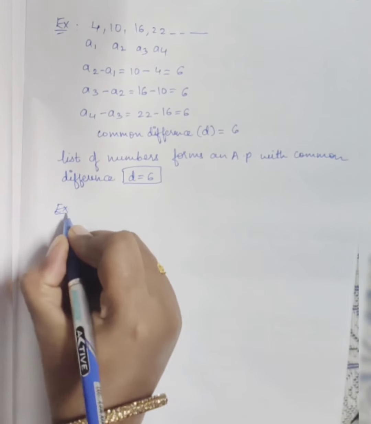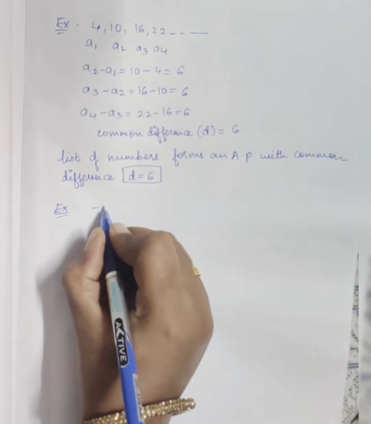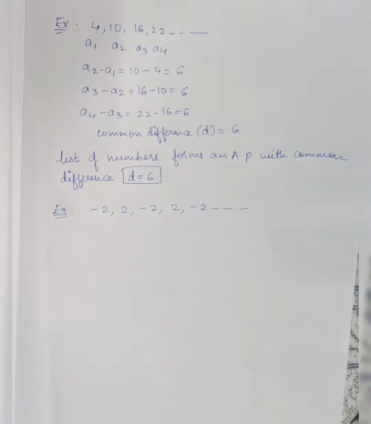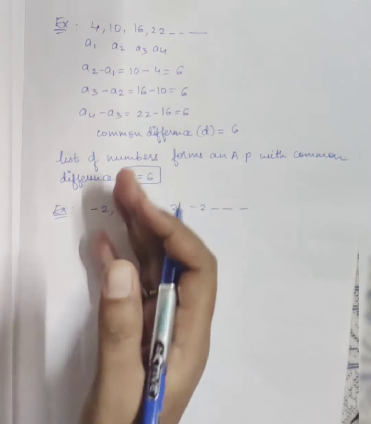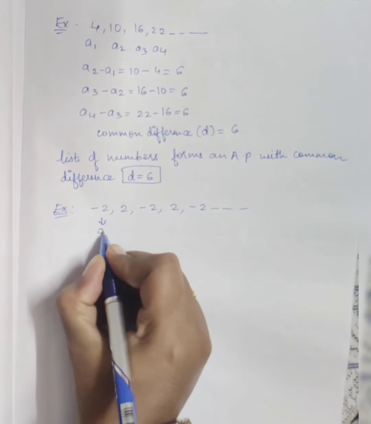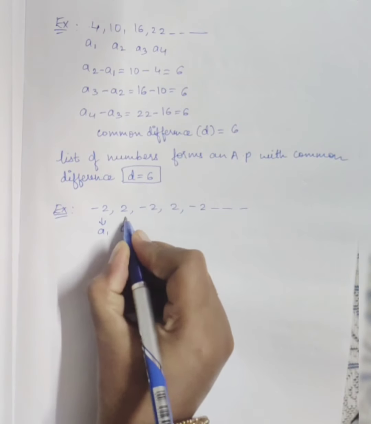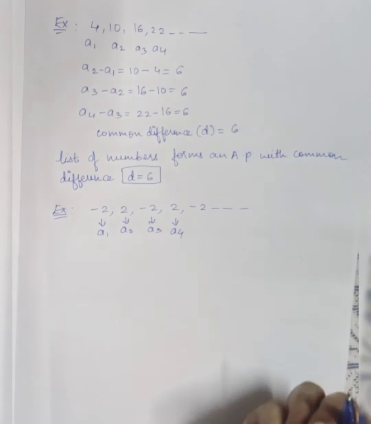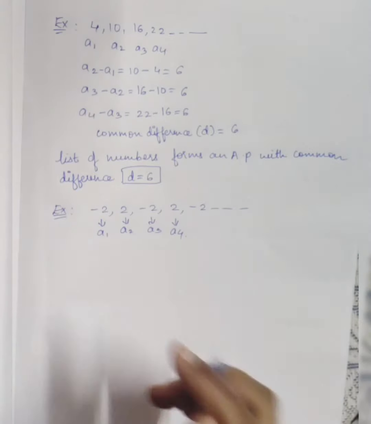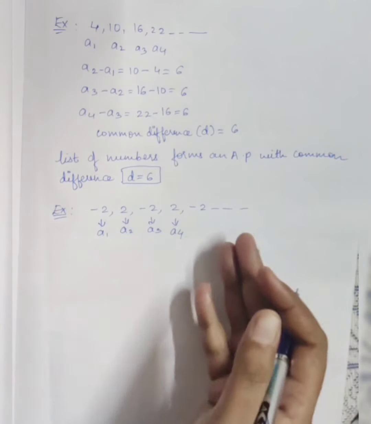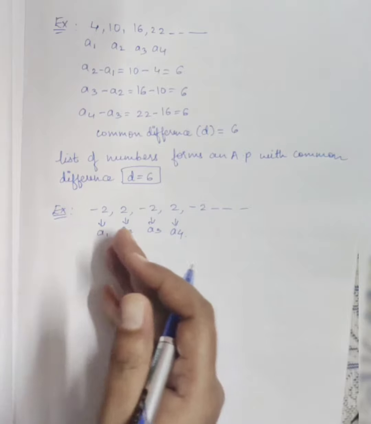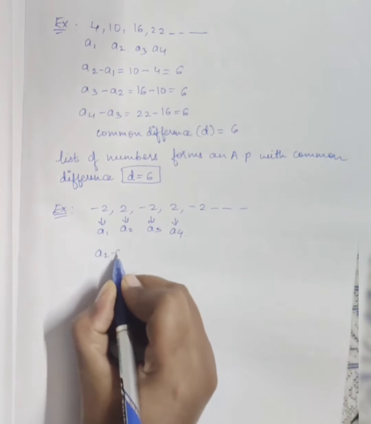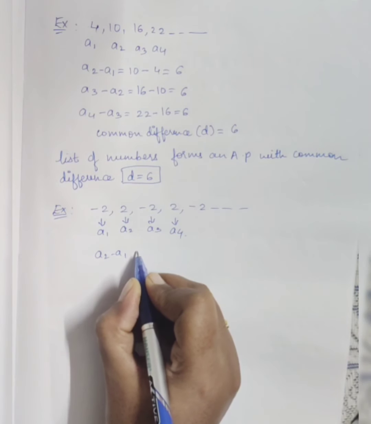Next is minus 2, 2, minus 2, 2, minus 2, and so on. The same procedure we need to follow. We denote this as A1, this as A2, this as A3, A4, A5. You can continue it. As many terms as you take, you can name them A1, A2, A3, A4. Next is A2 minus A1. So what is A2 minus A1?